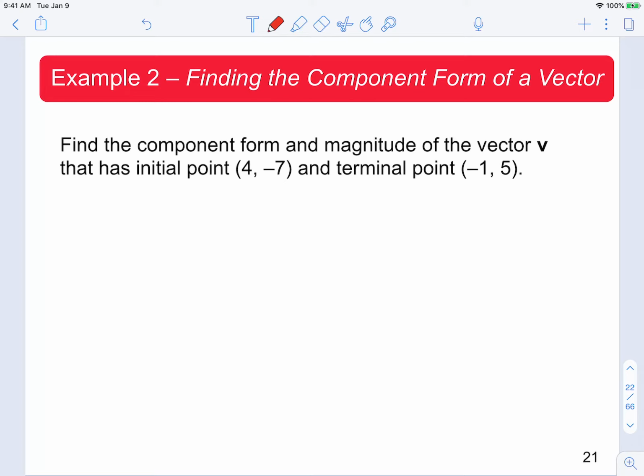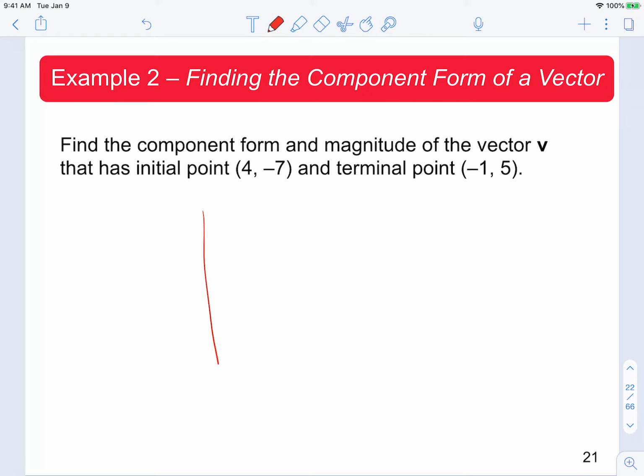Example 2. Find the component form and magnitude of the vector v that has initial point (4, -7) and terminal point (-1, 5).